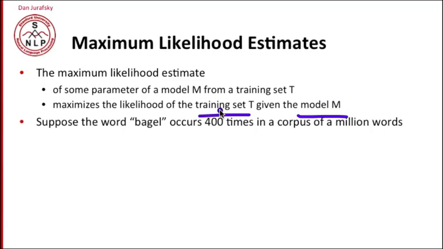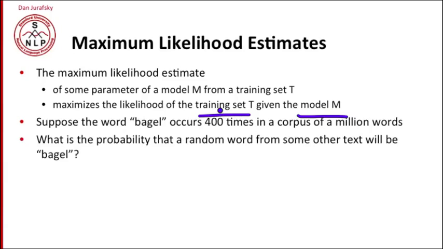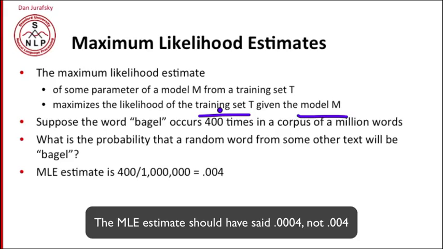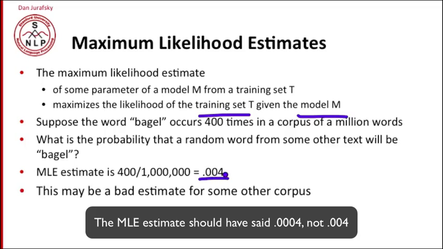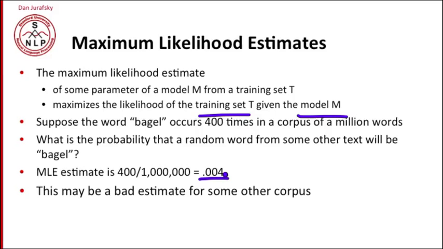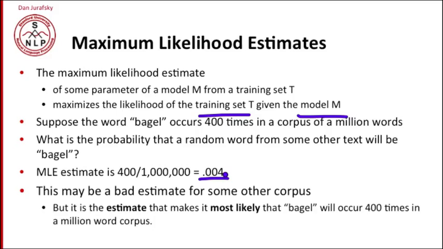What do we mean by this? Suppose the word bagel occurs 400 times in a corpus of 1,000,000 words. And I ask, what's the probability that a random word from some other text will be bagel? Well, the maximum likelihood estimate from our corpus is 400 over 1,000,000, or 0.004. Now, this could be a bad estimate for that other corpus. Who knows whether in the other corpus bagel occurs 400 times per million or some other probability. But this estimate is the one that makes it most likely that bagel will occur 400 times in a 1,000,000-word corpus, which is what it did in our training corpus. So we're maximizing the likelihood of our training data.